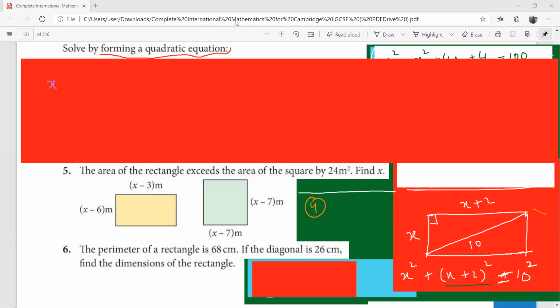Oh, this color is not working well on it. Maybe this one. So this is (x minus 6) times (x minus 3). That is the area of the rectangle. It is more, how much more? 24 more than the area of the square. So that means we need to add 24 to the area of the square.